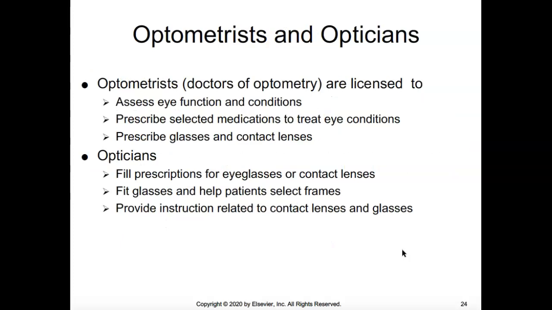Optometrists and optometrists are doctors of ophthalmology, and they're licensed. They can assess eye function and conditions, prescribe medications to treat the eyes, and prescribe glasses and contact lenses. Opticians, on the other hand, they fill prescriptions, they fit glasses, and they provide instructions related to contact lenses and glasses.